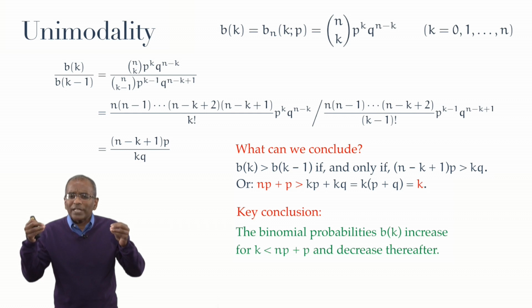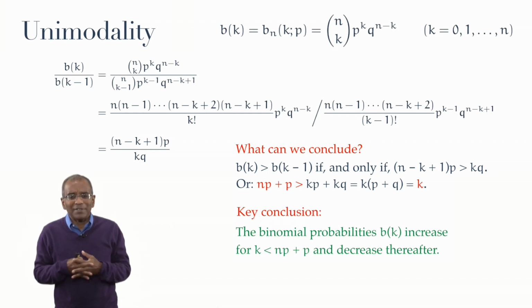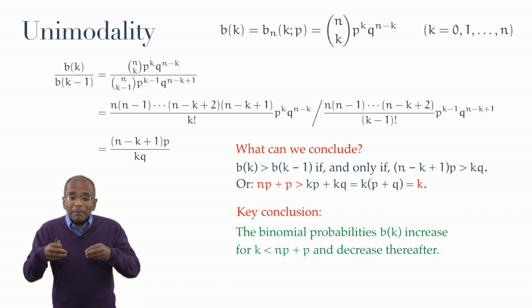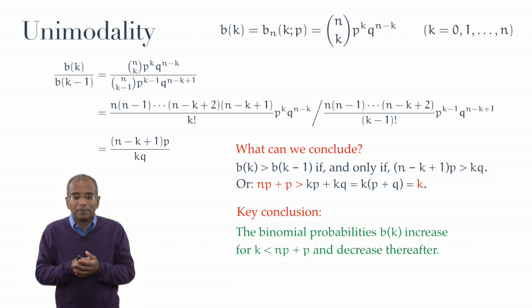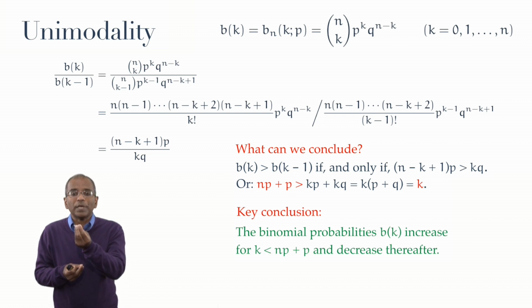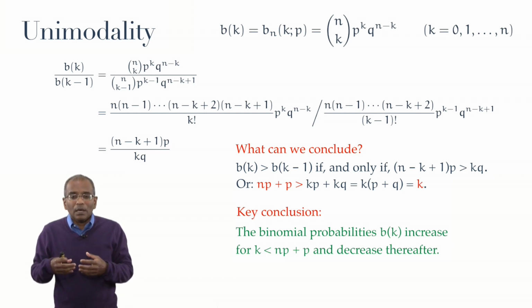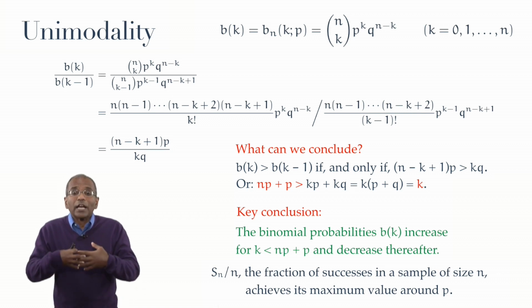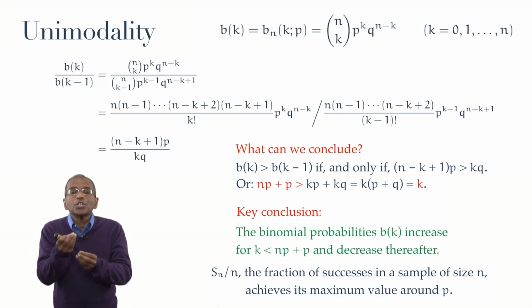Now, this already gives us some added evidence in favor of our estimation of a subpopulation parameter p from a sample. The binomial distribution has its maximum value at around n times p. Or in other words, S_n divided by n, the fraction of successes in a sample of size n, achieves its maximum value just around p.